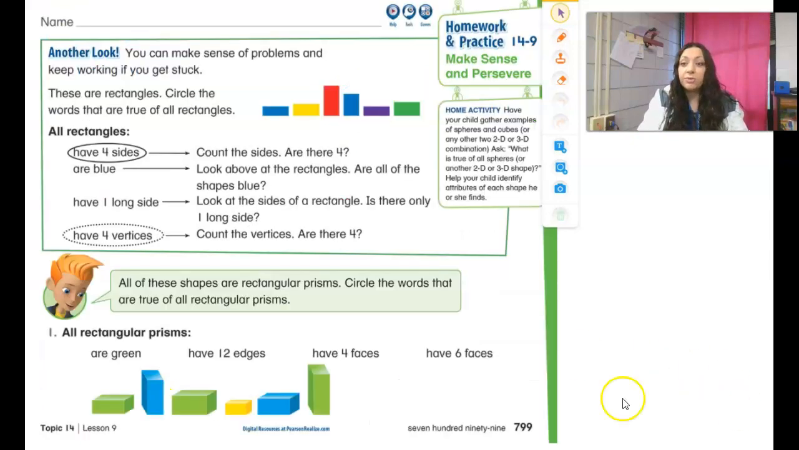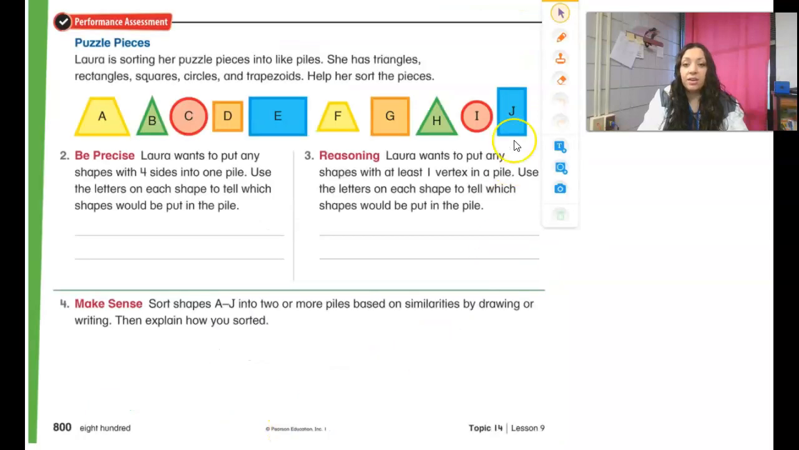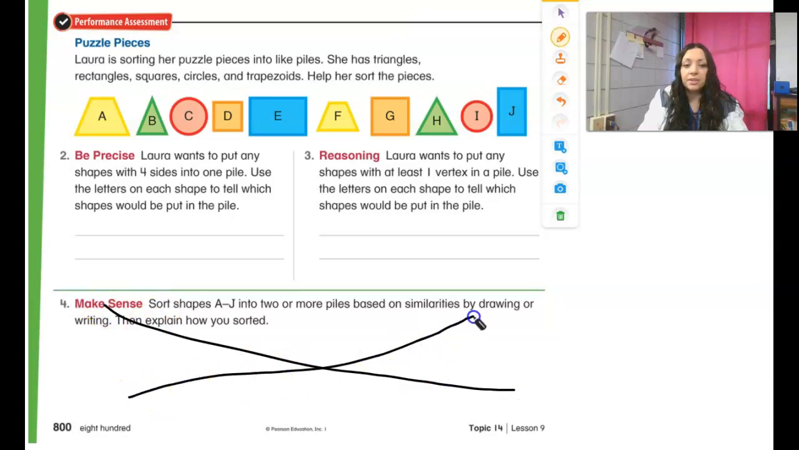All right, so for your homework today, it's going to be really quick. Down at the bottom, you're going to talk about a rectangular prism. You're going to circle, remember, all the things that are true. So you're going to have to look at each one. Even though they're different sizes, you can figure out that they still have what they have that's the same. Then on the back, you are not going to do this at the bottom, okay?